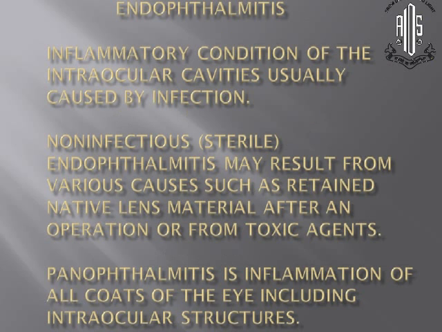To define endophthalmitis, this is an inflammatory condition of the intraocular cavities, and it is usually caused by infection. But it could also be non-infectious, that is the sterile endophthalmitis, which may result from various causes, such as retained native lens material after an operation or from toxic agents. Panophthalmitis is the inflammation of all the coats of the eye, including the intraocular structures.